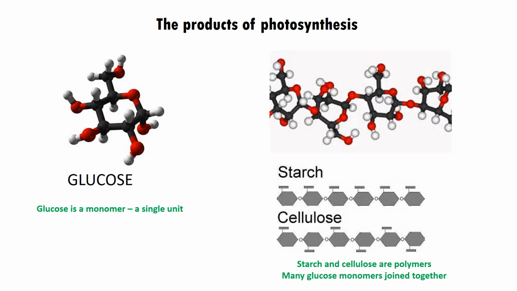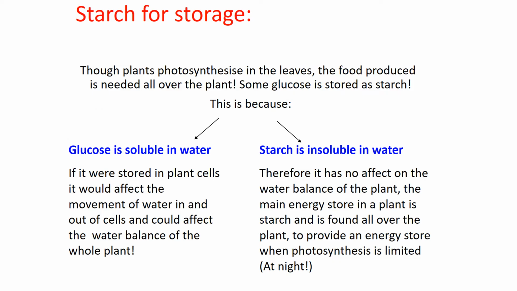We could use enzymes to literally break off one of those molecules of glucose, and we could then utilize that for the process of respiration. However, both these are storage molecules which are crucial to the plant. So take a second just to think about why this is so important.